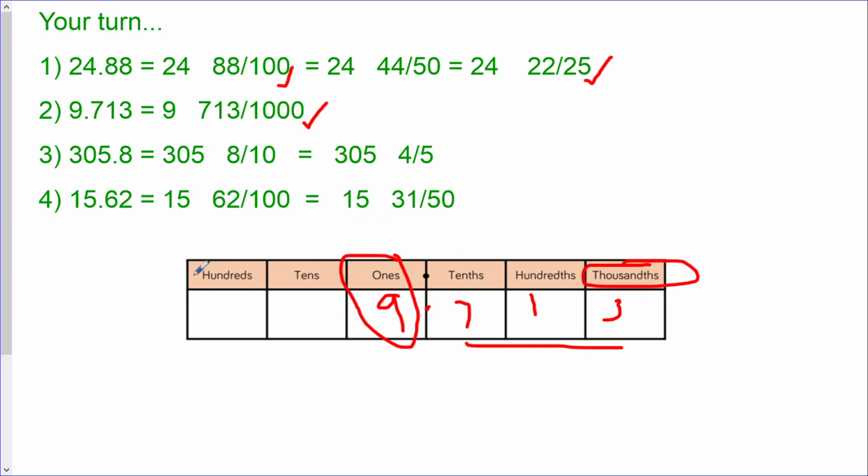Number 3, if you chose not to simplify, you would have got 305 and 8 tenths. If you chose to simplify, you should have got 305 and 4 fifths. And number 4, you have got 15 and 62 hundredths, or if you chose to simplify, 15 and 31 fiftieths. So please mark your work now.